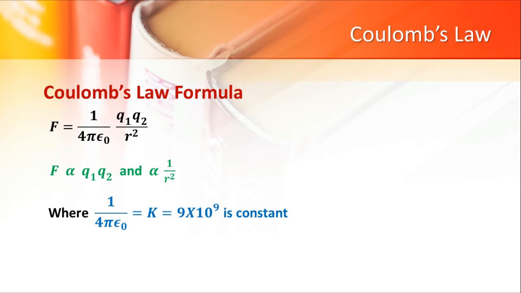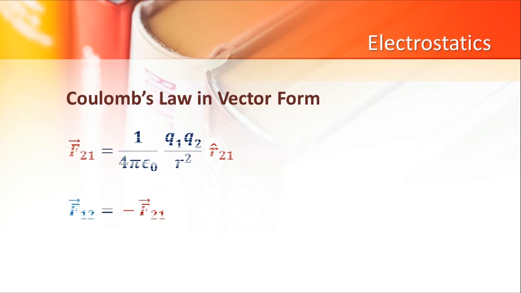Then we have to know about Coulomb's law in vector form. That is F21, where F is the vector, and small r is the unit vector, r21. These two things we have to apply to the same formula that we have learned previously.